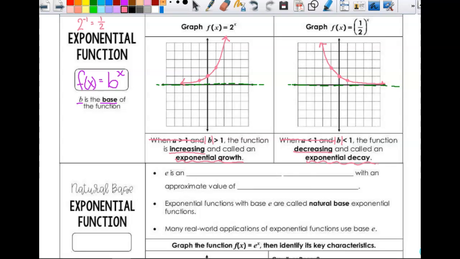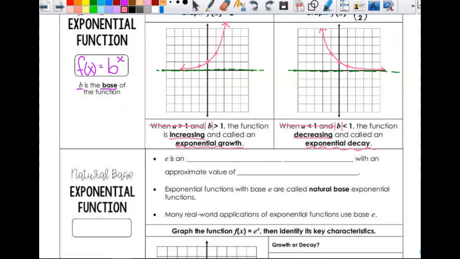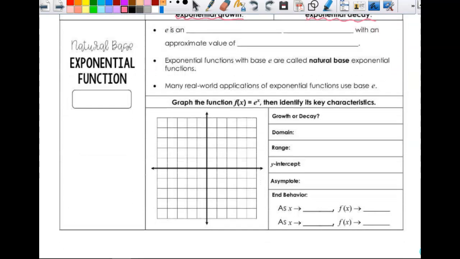All right, so now let's talk about the number e. Yes, it's a letter, but it's a number. And that's something that should have been introduced to you last year with logs. We're going to talk a little bit more about where it comes from and what it means tomorrow, because it kind of goes with that lesson a little bit more. But just like pi is a number, e is a number. It is an irrational number.